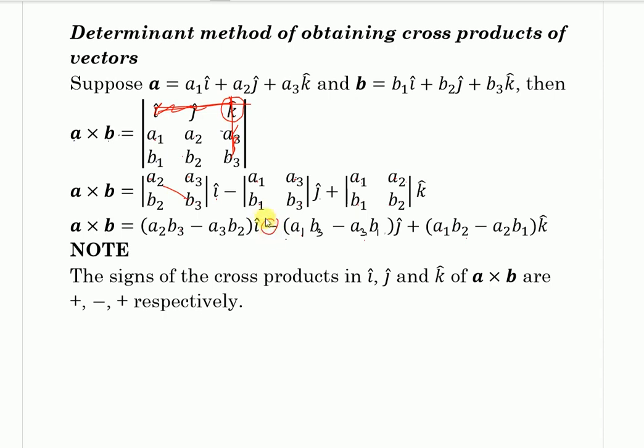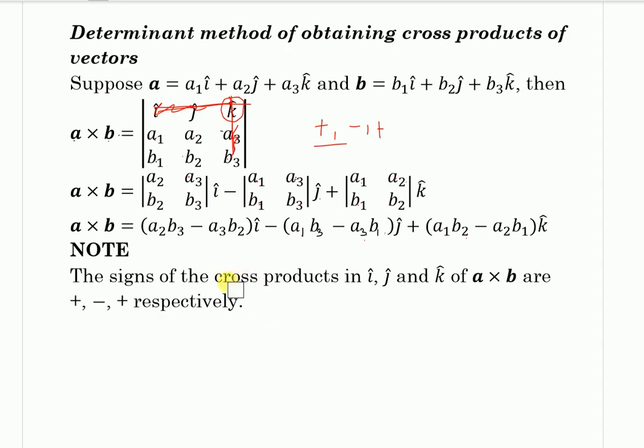Now, somebody may be wondering what is happening. Why that negative? The others are positive. The fact is that you must have plus, minus, plus. So you have the first one plus, then the second one here must be minus. That is a rule you must follow if you want to get it right. So the component of J has a negative. We are saying that the signs of the cross products in I, J, and K of A cross B are plus, minus, and plus respectively. So the I is positive, the J has a negative sign here, and then a positive sign for the K.